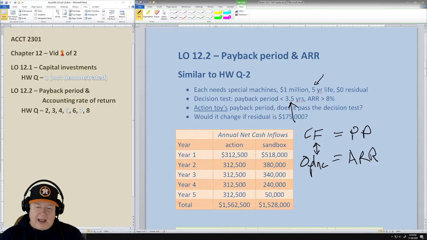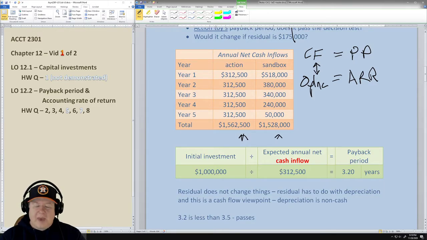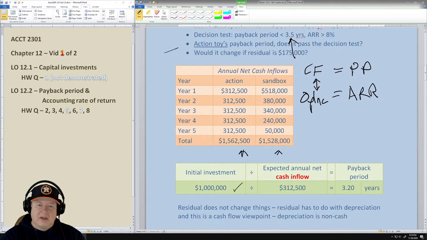So we've got these 2 cash flows. And you notice that the cash flow for the action toy is the same every year, and for the sandbox, the cash flow is different every year. That's because we're going to look at 2 different calculations. So here, what is the payback period? Well, it's a very easy thing. It's the initial investment, which is $1 million, and the expected annual cash flow. Because the question here is specifically about action toys, and the cash flow is the same every year, we can just use that number and we find that the payback period is 3.2 years.